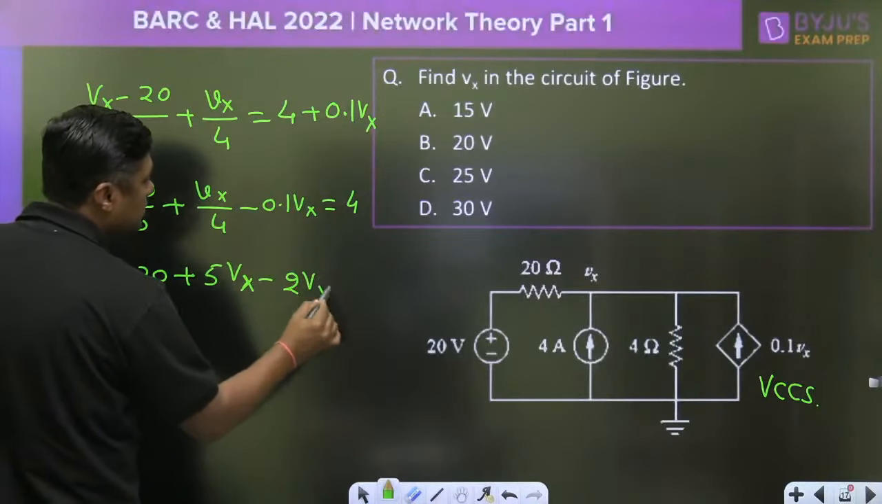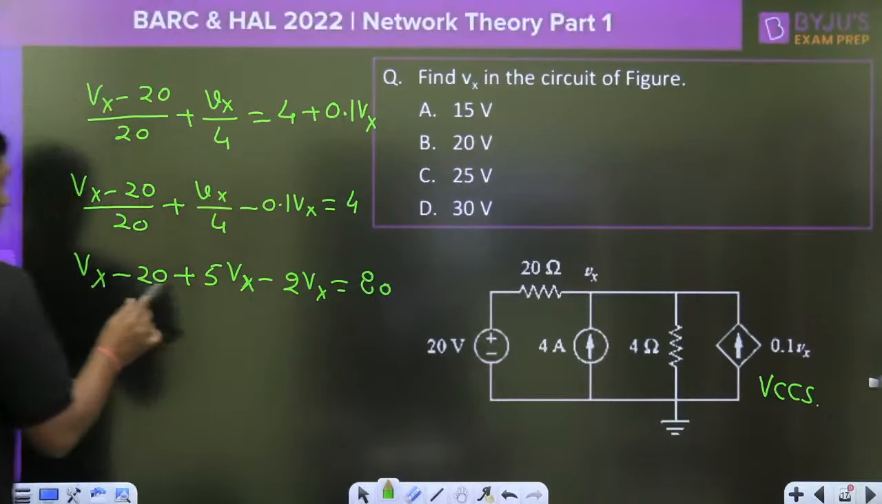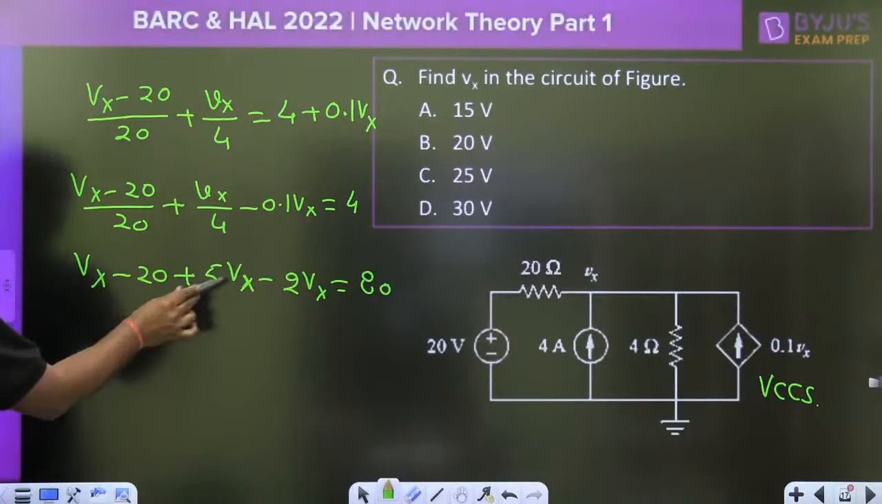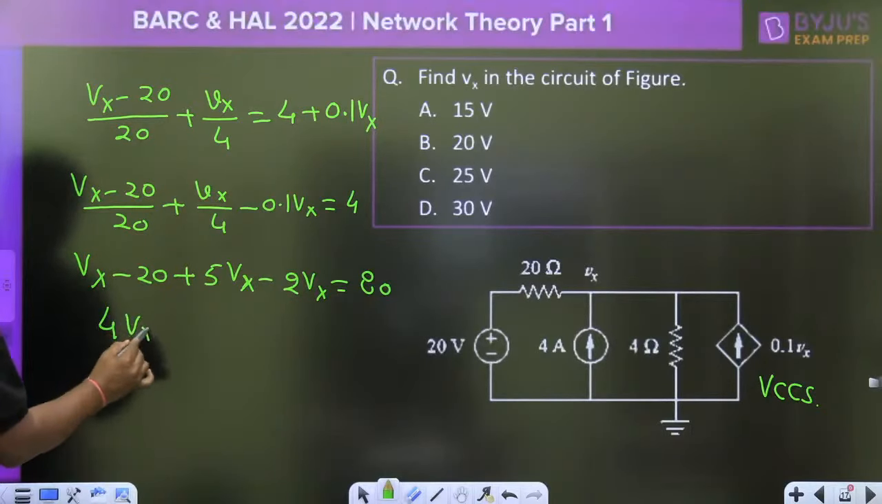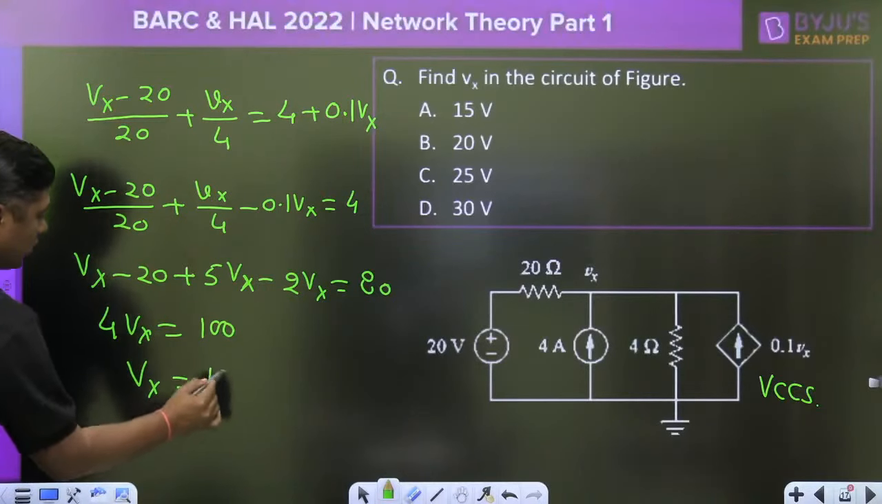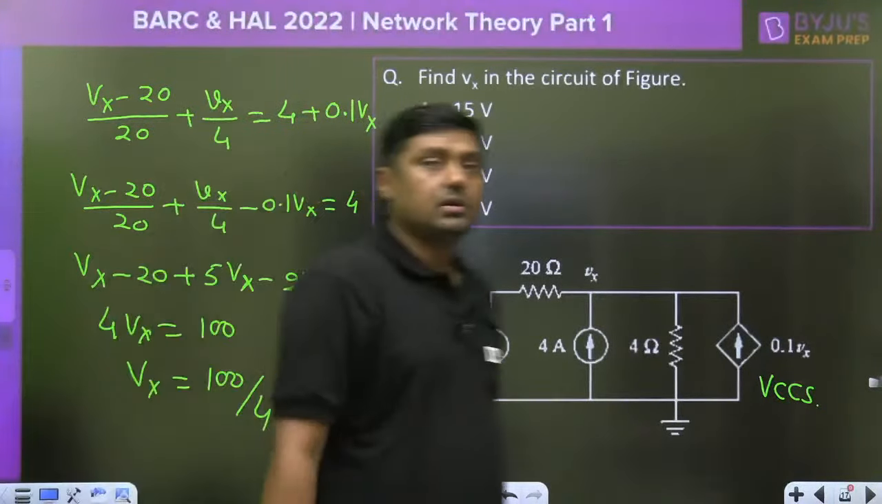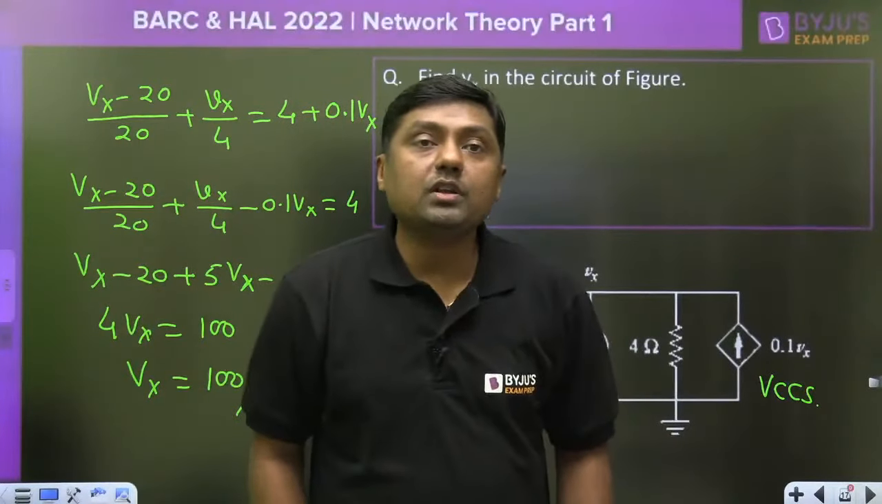is equal to 20 into 4, that is what? 80. So my dear friends, 1 plus 5 minus 2 will become 4 Vx, that is equal to 100. What is Vx? Vx is equal to 100 by 4. Yes, now you are giving the answer C.